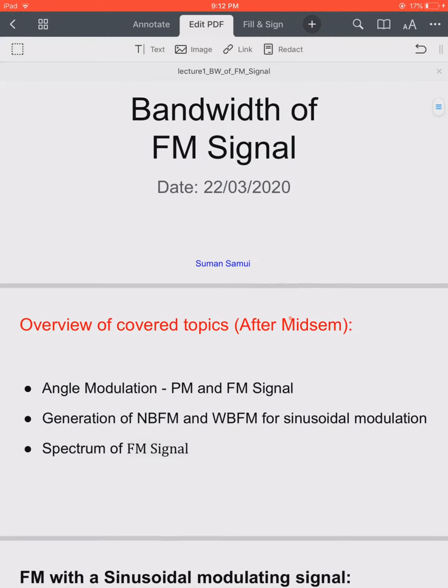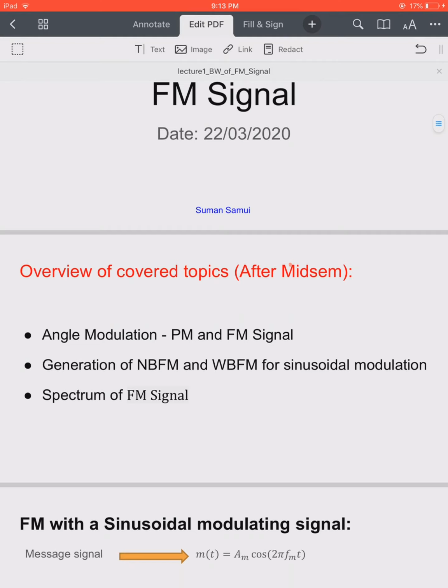So this lecture slide is basically the continuation of the topic, frequency modulation, which we have started to discuss. In this lecture we look at how we can approximate the bandwidth of an FM signal. I assume that you already have some basic idea of angle modulation, particularly phase modulation and frequency modulation. Also, we have seen how we can generate the narrowband and wideband FM signal and how we can calculate the spectrum of an FM signal.